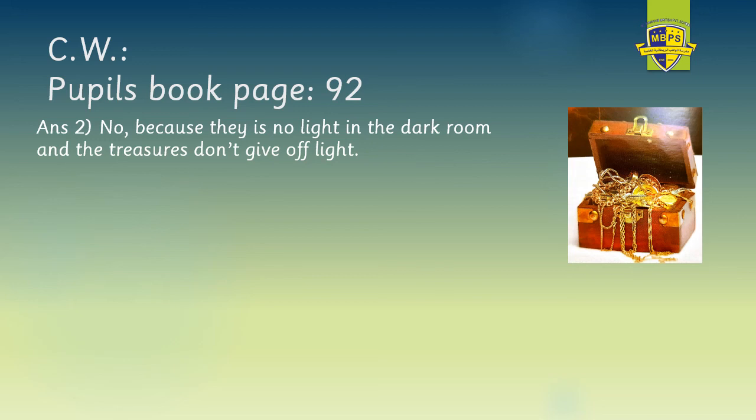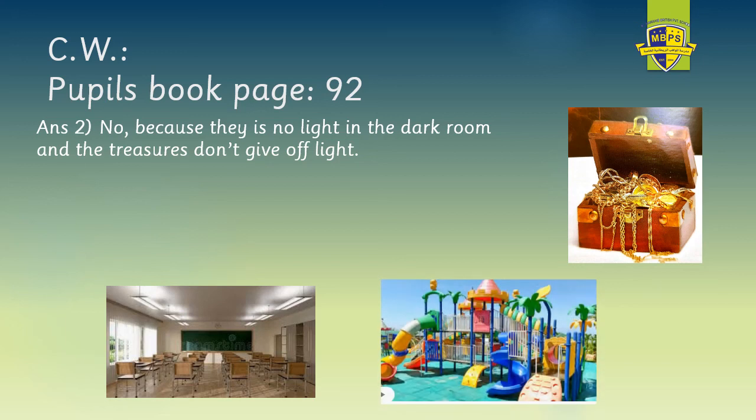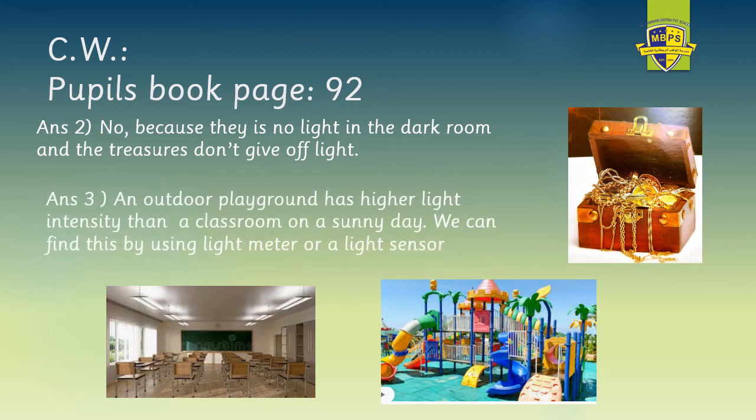Now question number 3. What are they asking? Which place has a higher light intensity? An outdoor playground or your classroom? Now what can you see from these 2 pictures? Which is going to have a higher light intensity? Very good. An outdoor playground has a higher light intensity than a classroom on a sunny day. And how can we find it out? We can find it out by using a light meter or a light sensor.